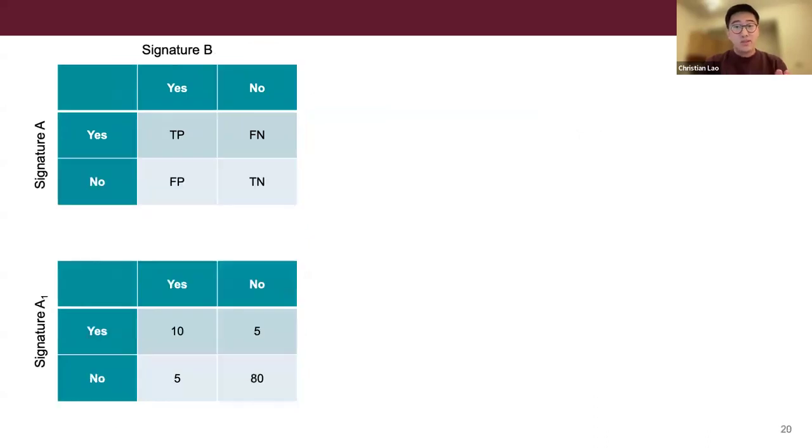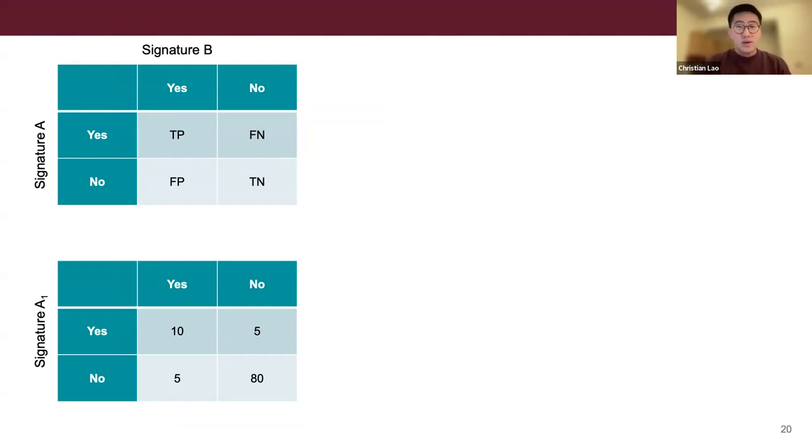One way of doing this is by applying a probabilistic treatise to the contingency table with the assumption that two signatures are stationary and independent. Stationary meaning that the probability of occurrence is fixed across time, and independent meaning that there's no dependence of a signature A on signature B for occurring and vice versa.